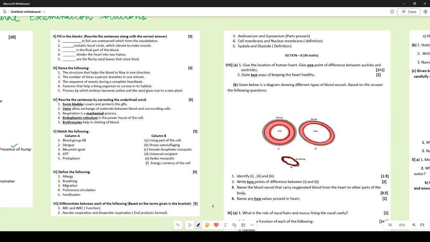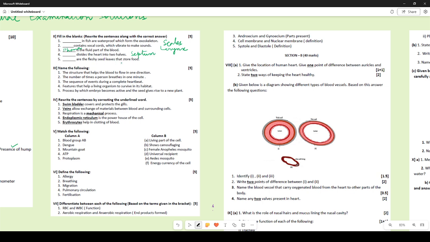Dash in fish are waterproof, which form the skeleton. It will be scales, right? Dash contains vocal cords which vibrate to make sounds. This will be larynx. Okay. Dash is the fluid part of the body. This will be plasma. Dash divides the heart into two halves. It will be septum, not anything else.